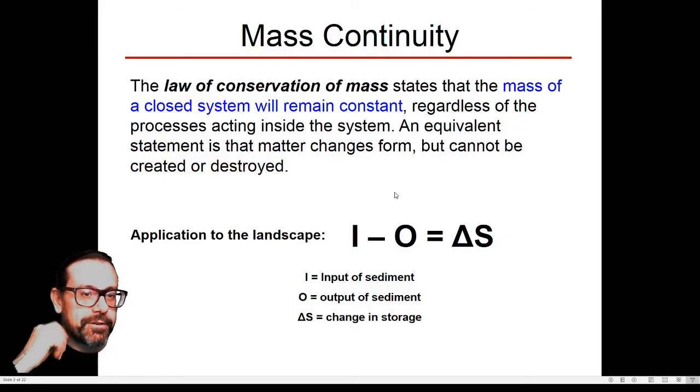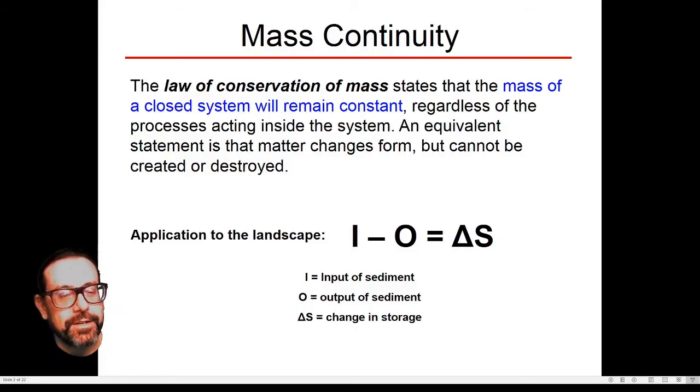In order to better understand that source to sink concept, in geomorphology, we use mass continuity to understand how sediments are moved around in landscapes and how they are eroded. The law of conservation of mass states that the mass of a closed system will remain constant regardless of the processes acting inside the system. An equivalent statement is that matter changes form, but it cannot be created or destroyed.